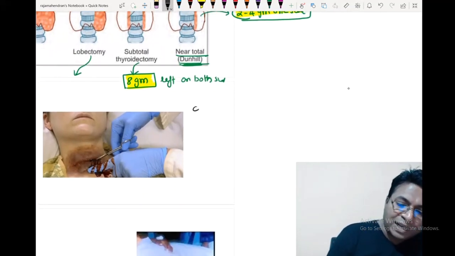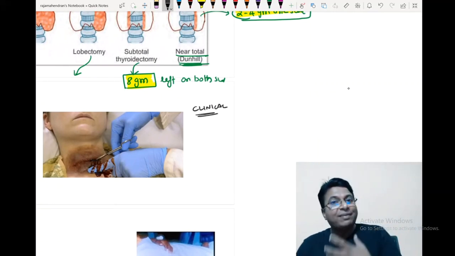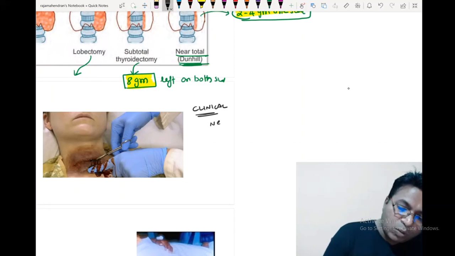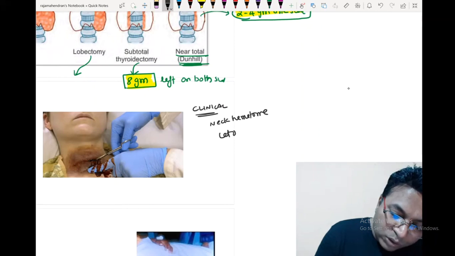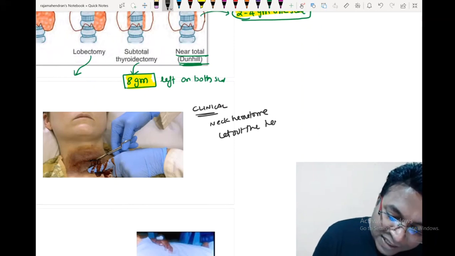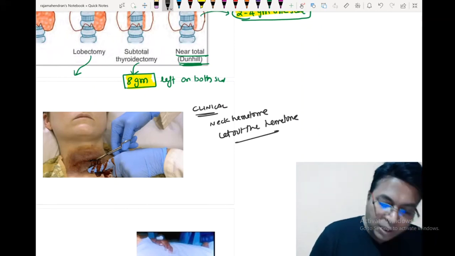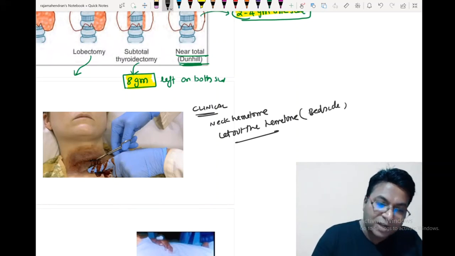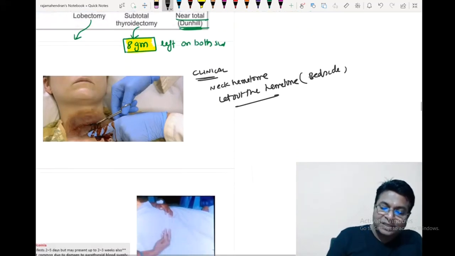The next question is a clinical question. Clinical FMG question. You are a house surgeon working in a ward, going for evening rounds. A patient is gasping. There is a huge hematoma in the postoperative neck. What should you do immediately? You can see this is a neck hematoma. I should immediately let out the hematoma. That is the answer. I should let out the hematoma at the bedside. Please don't forget this point. This is a clinical question which you can expect in the exam.